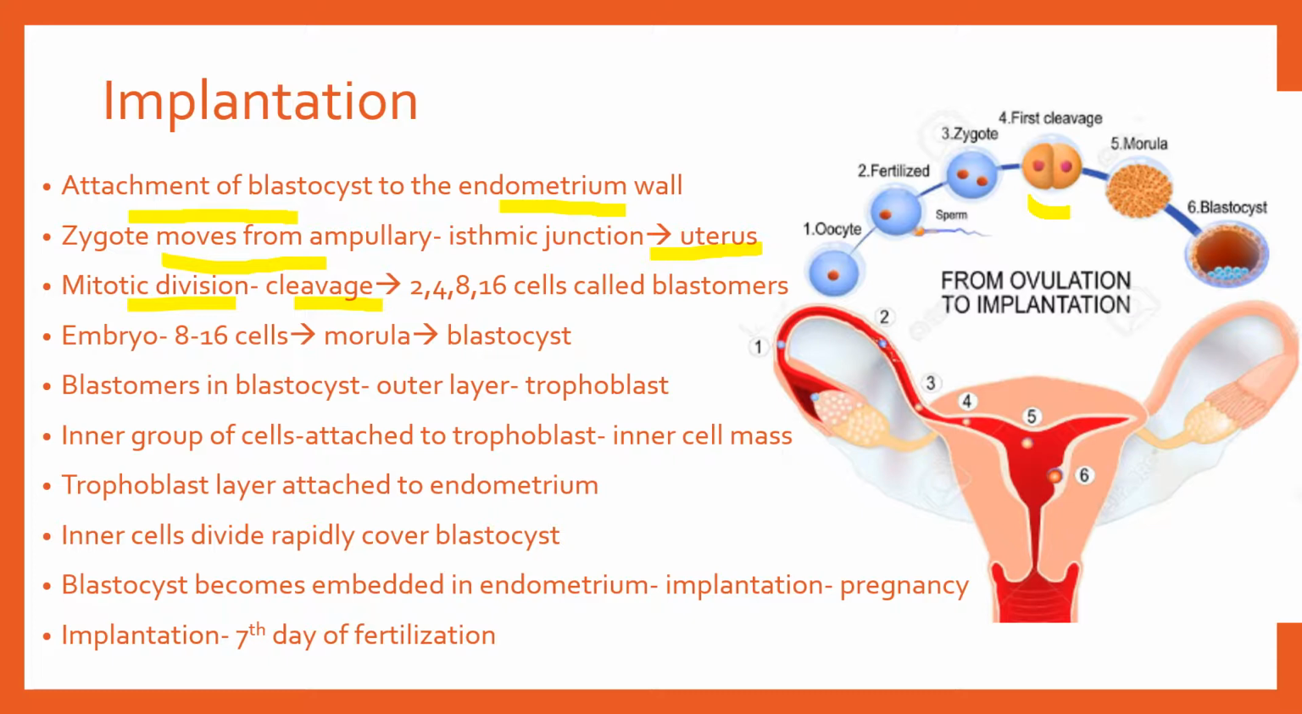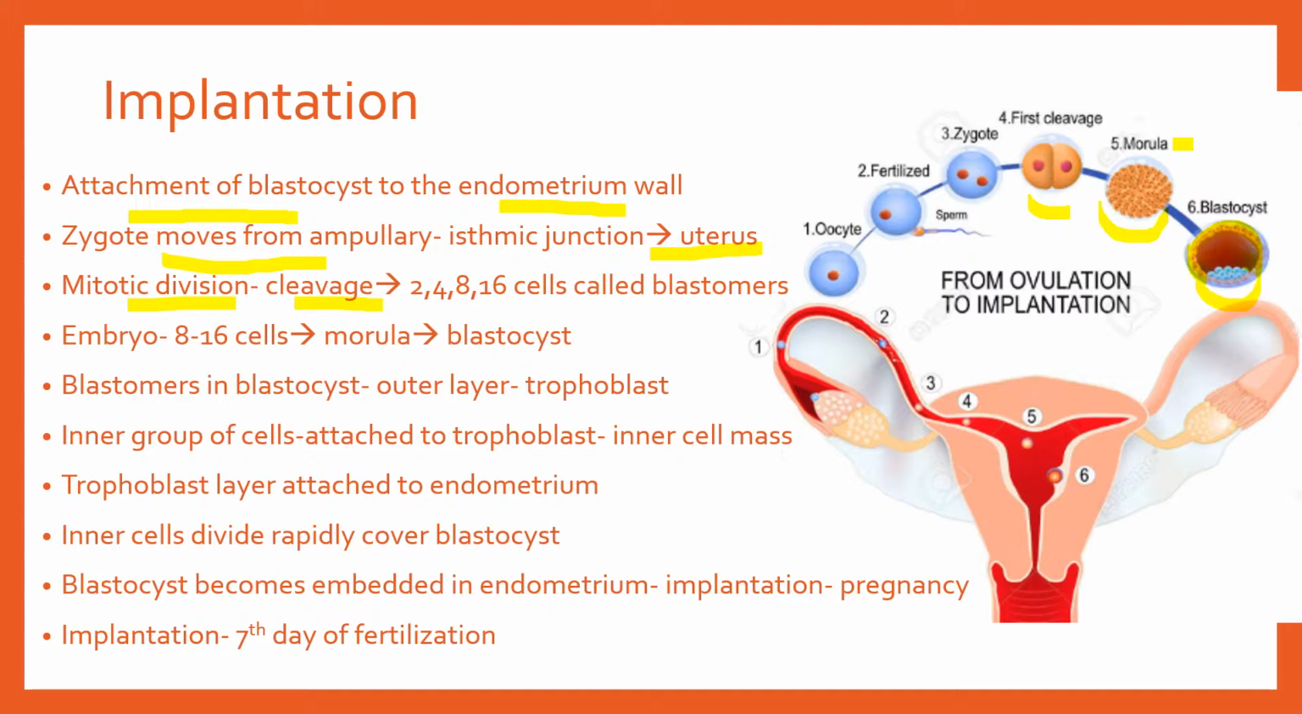The embryo which is formed of 8 to 16 cells is called the morula, and that forms the blastocyst. The blastomeres are the cells found in the blastocyst. This blastocyst has an outer layer, and that is called the trophoblast. See here, the outer mass of cells is called the trophoblast, and there is an inner group, the sky blue color here inside.